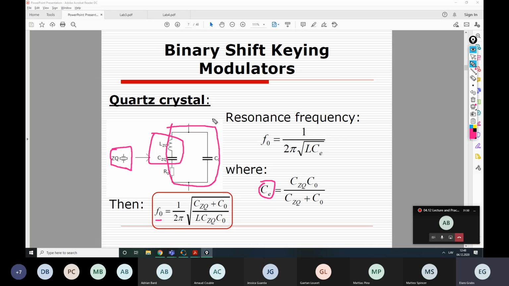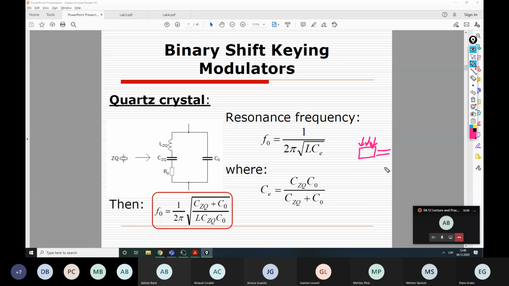The quartz crystal is good because it has piezoelectrical properties, which means that if you have this crystal deformed by some physical force, then it generates a signal. And it also works the other way. If you provide some voltage to this crystal, then it deforms physically.